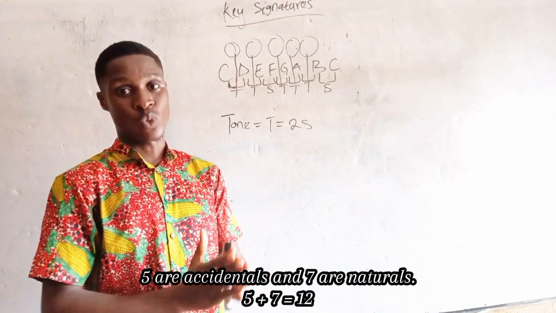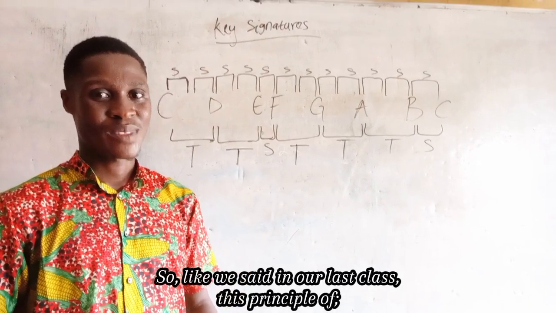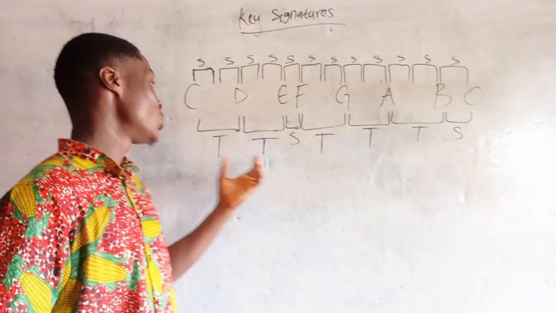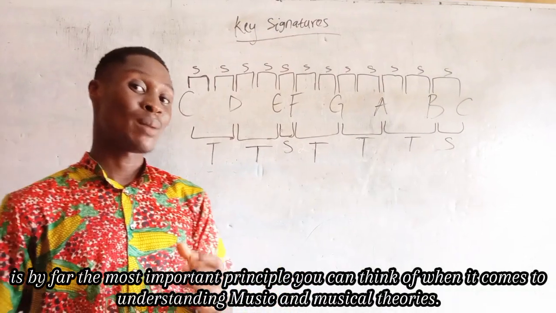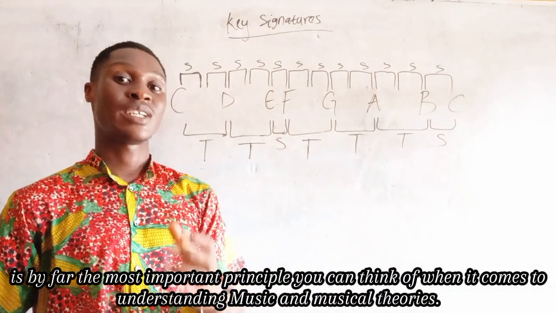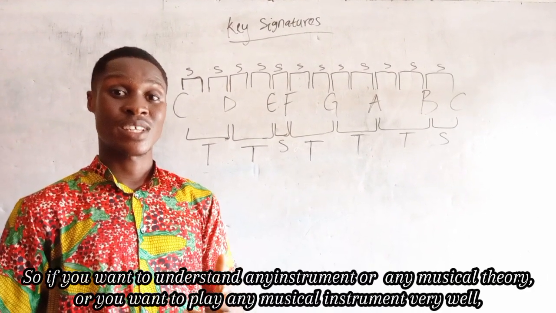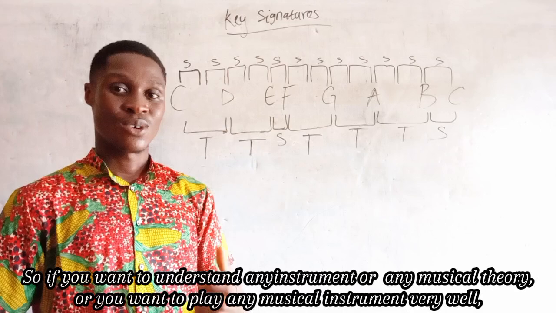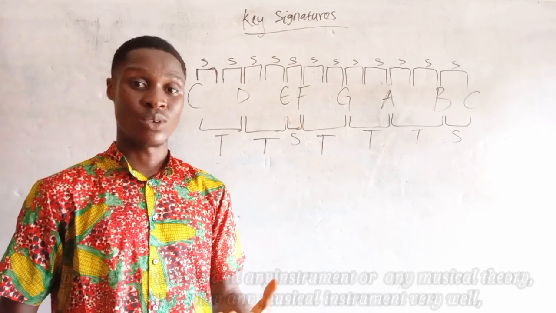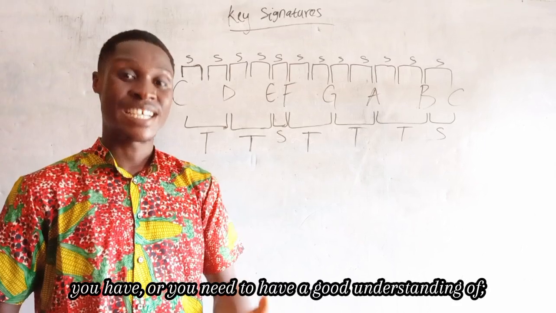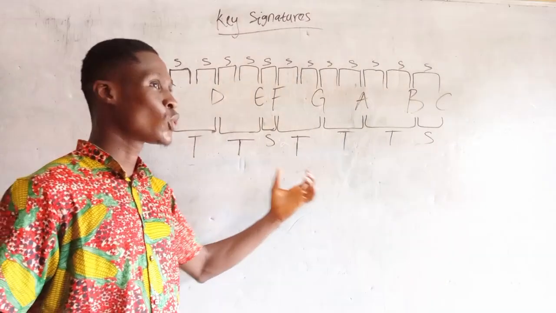5 plus 7, 12. So, like we said in our last class, this principle of tone, tone, semitone, tone, tone, tone, semitone is by far the most important principle you can think of when it comes to understanding music and musical theories. So, if you want to understand any instrument or any musical theory, or want to play any musical instrument very well, you need to have a good understanding of tone, tone, semitone, tone, tone, tone, semitone.